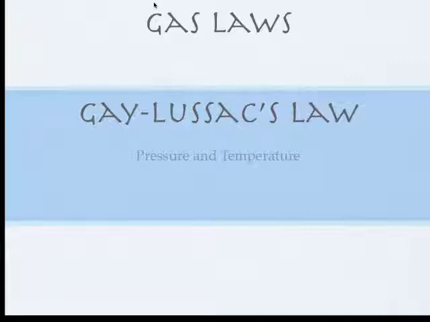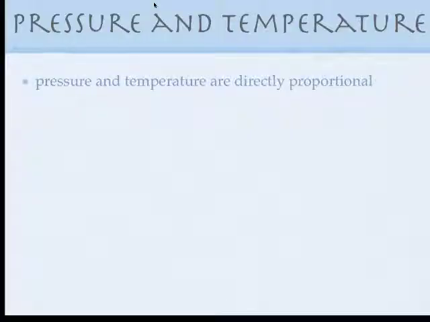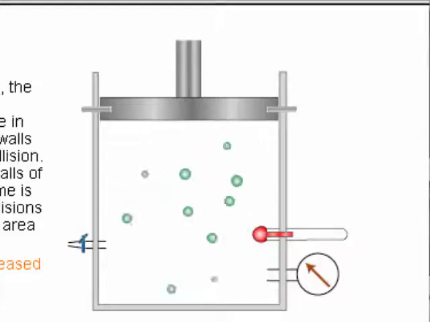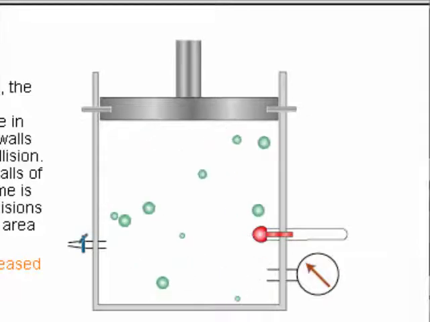Gas laws. This is Gay-Lussac's law, and this is the last one, about pressure and temperature. Now we've looked at volume and pressure, and we've looked at volume and temperature. Now the volume is constant, so we don't need to worry about the volume. Gay-Lussac's law basically says that pressure and temperature are directly proportional, so if pressure goes up, temperature also goes up, and vice versa. If the pressure went down, the temperature would go down. So again, we have another animation.